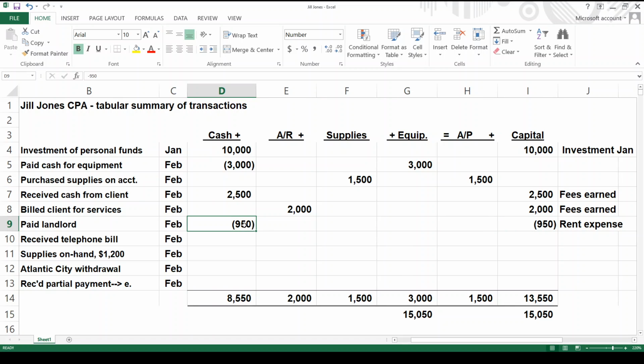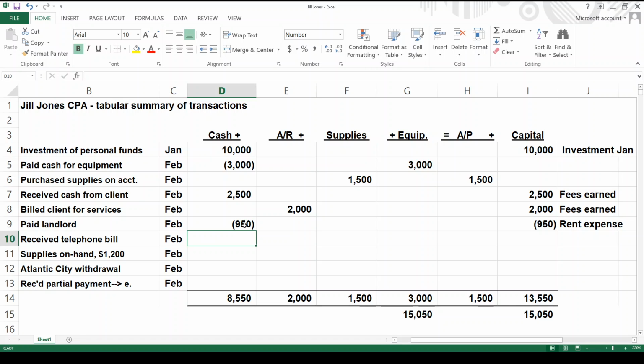Next on the hit parade, the mail shows up. Okay, Jill opens the mail. What does she find out? It's a bill from Verizon. It says, you owe us $225 for your cell phone and your landline or whatever. And you have to pay it by, let's say, March 10th. So you got a bill from Verizon for $225 and you have to pay it next month.